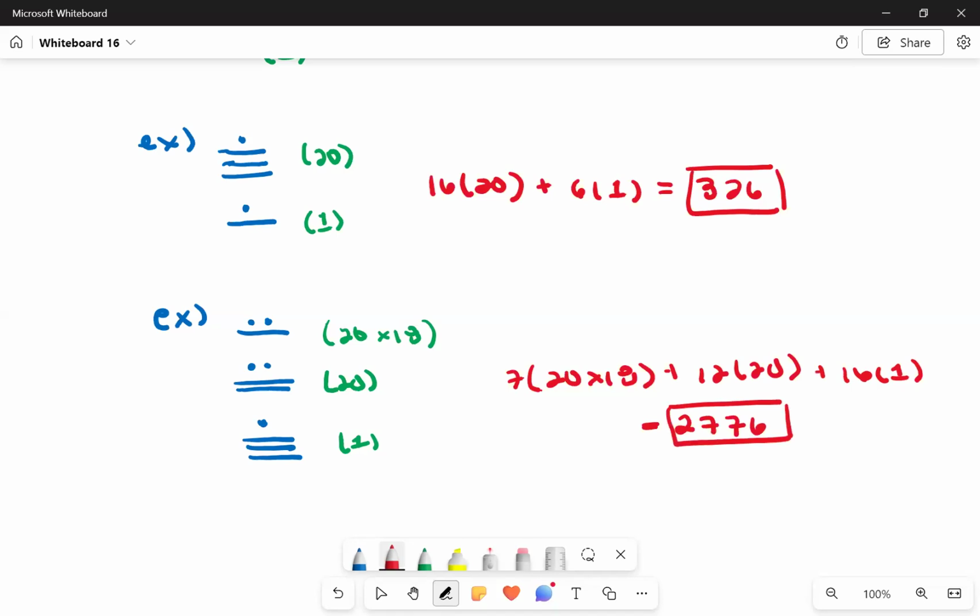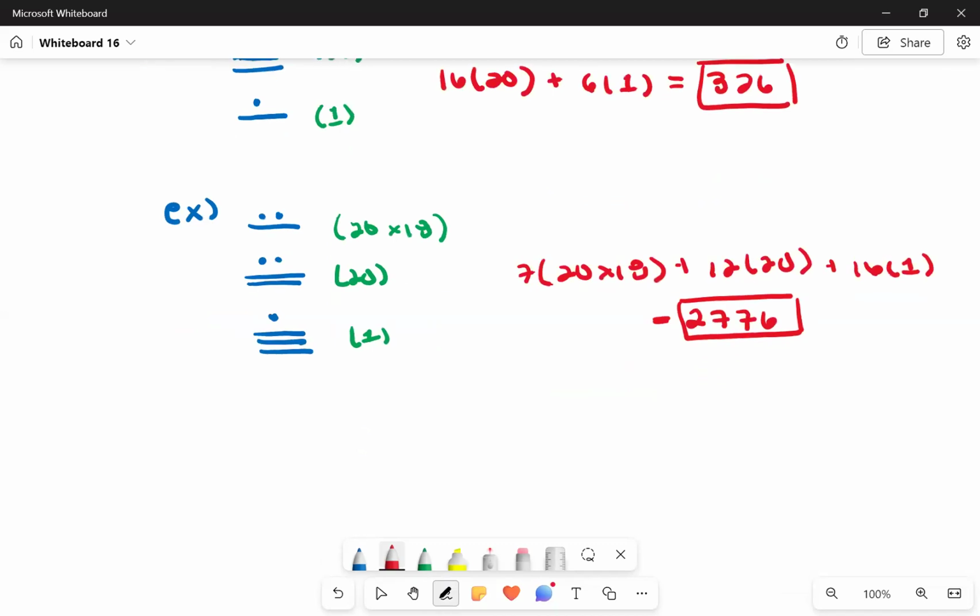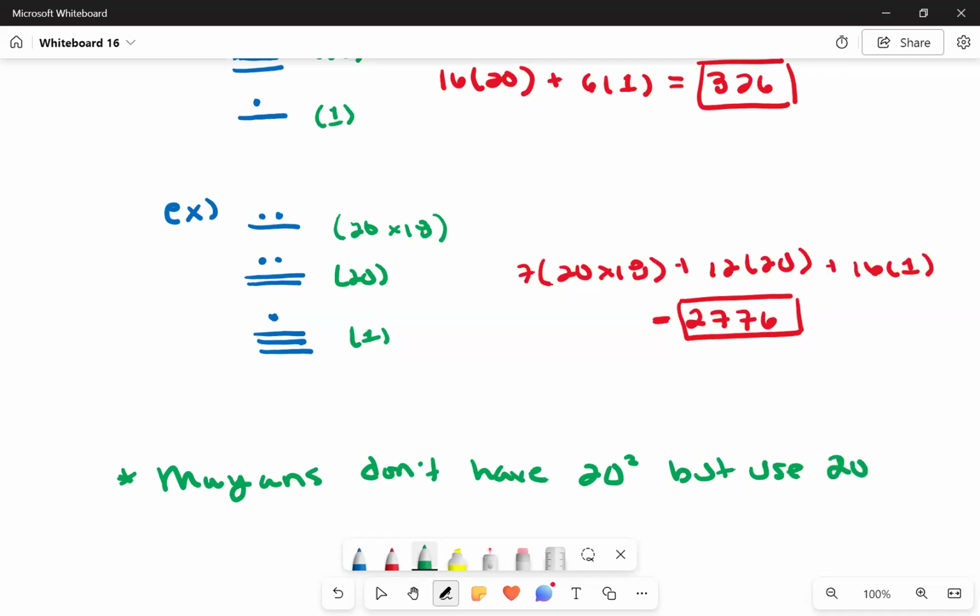Now, the reason they do the 20 times 18 has to do with the Mayan calendar. They have a calendar, and it's like an 18-month calendar with 20 days or something like that, and that's why they do 20 times 18 instead of 20 squared. So the Mayans, sorry, let me make a note of this. Mayans don't have 20 squared, but use 20 times 18.